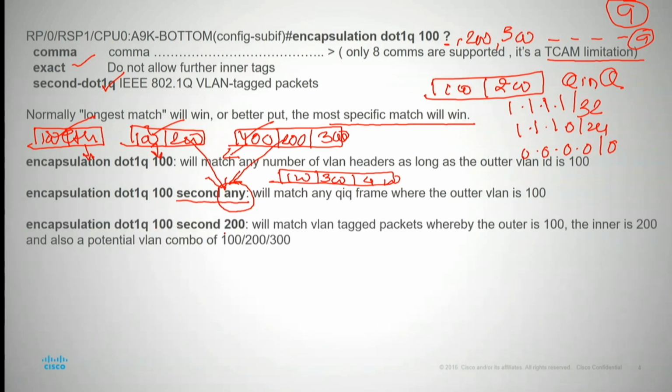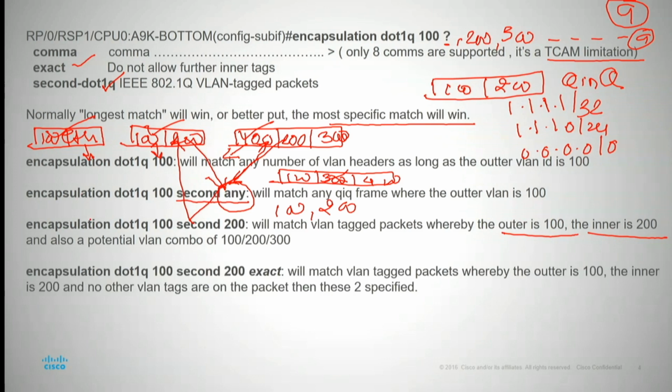Encapsulation dot1q 100, second VLAN is 200. Here this will match and this will match, but this will not match because the first and second VLAN should be 100 and 200. So we can say the outer VLAN should be 100 and the inner VLAN is 200.